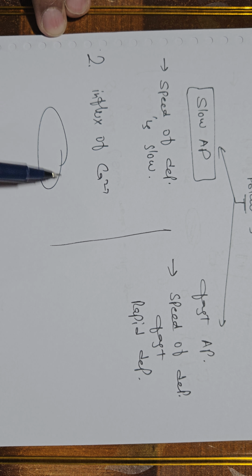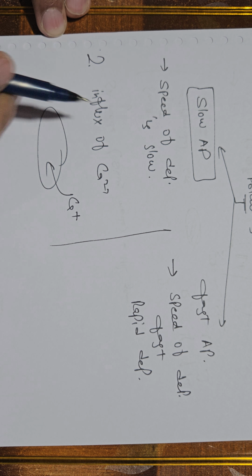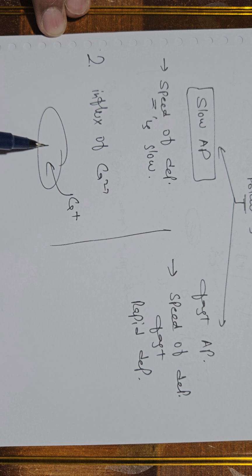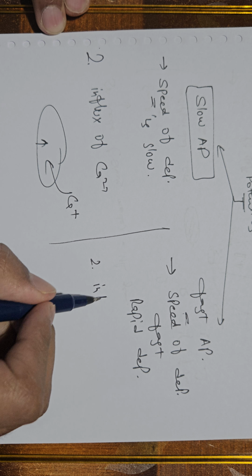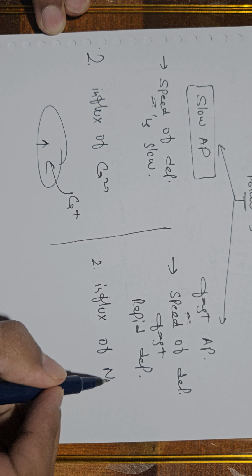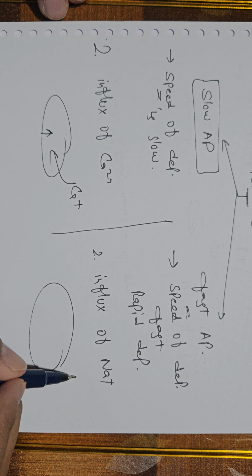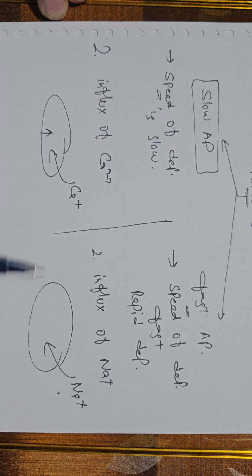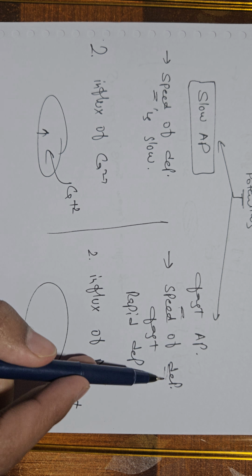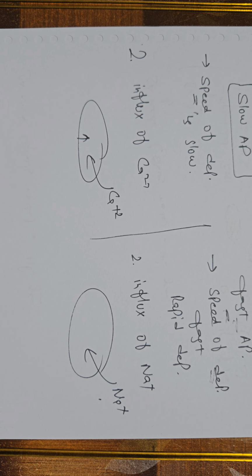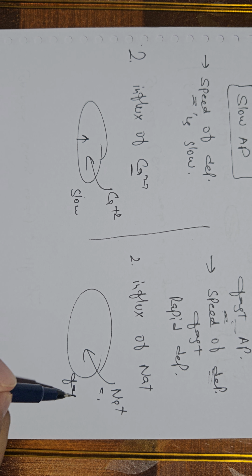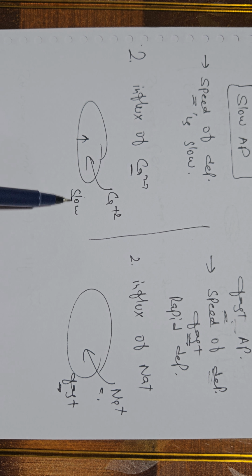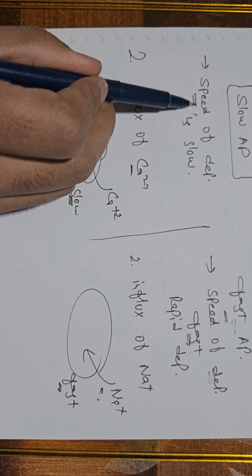That means in a cell there is an influx of calcium that results in the depolarization of this cell. Clear? And the fast action potential is because of the influx of sodium. That means this is a cell and there is an influx of sodium. This influx of sodium results in the depolarization, fast depolarization. Clear? These calcium channels are slow channels and these sodium channels are fast channels. That is why due to these fast sodium channels there is rapid depolarization, and due to these slow calcium channels there is slow depolarization.